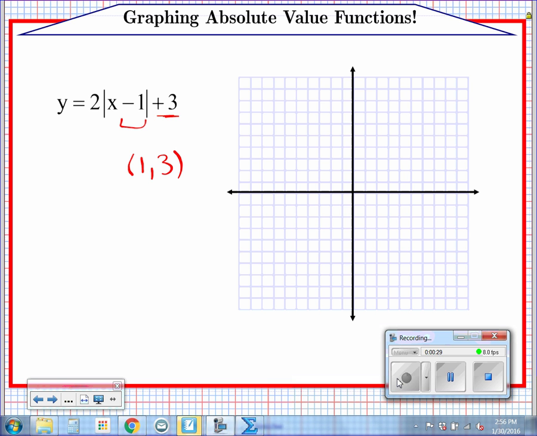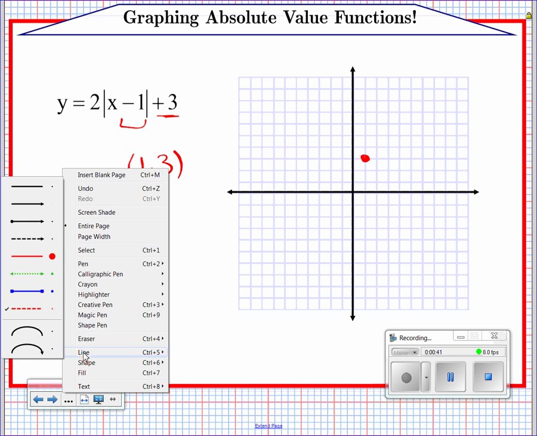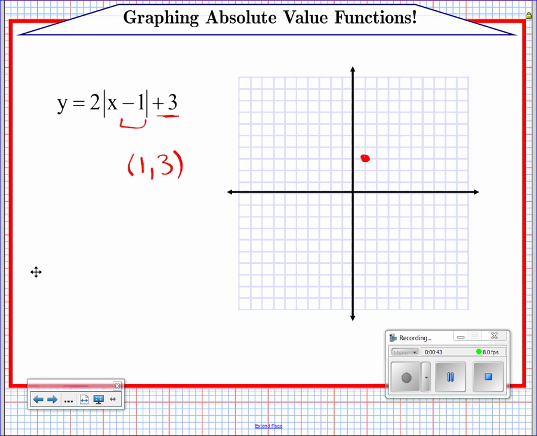I'm switching the negative 1 to a positive 1. I'm keeping the positive 3 the same. So I place that vertex on my graph. Now, absolute value graphs are symmetrical, which means they look the same to the left and to the right of the vertex. To help me remember that, I'm going to draw in what is called the axis of symmetry.